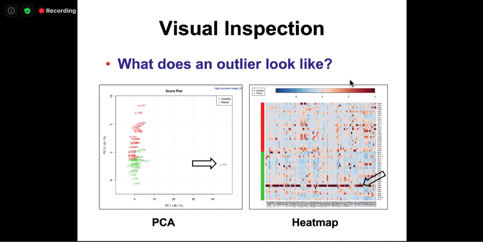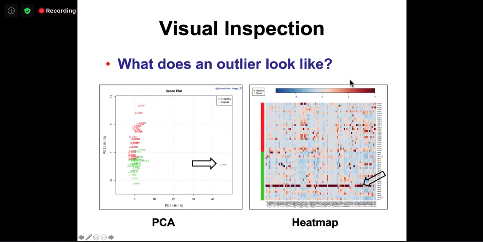This figure shows what an outlier looks like. It is created artificially: we randomly added some big numbers to some samples. On the left, you can see from the PCA that sample P080 is totally standing out from the remaining ones. This is definitely a big cause for concern, because you can see the majority of the green samples are clustered there and this one stands out. Something could be wrong.